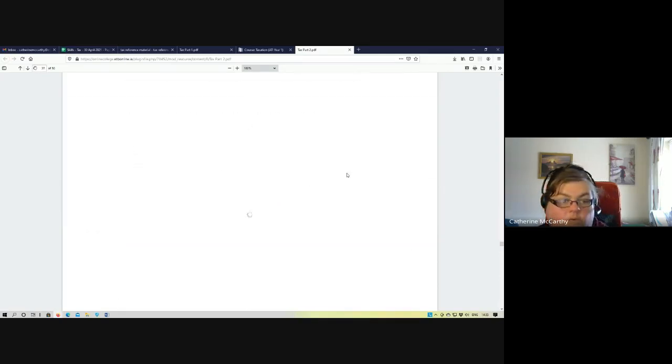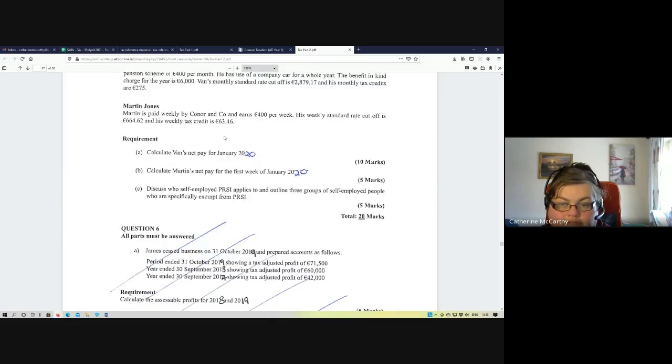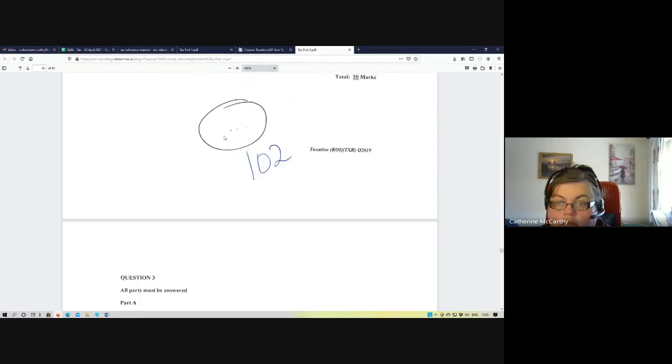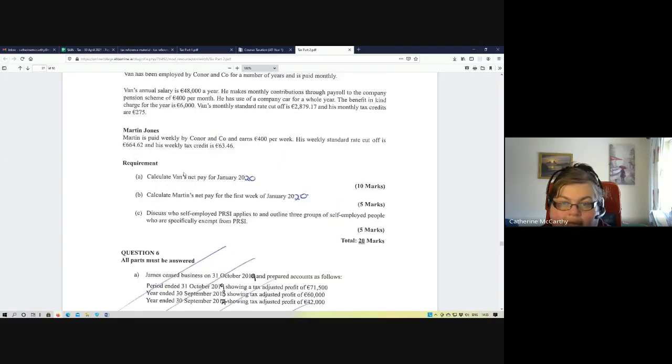So if you look always, when doing these questions, look at the requirement. So we have calculate Van's net pay for January of 2020. Calculate Martin's net pay for the first week of January 2020. And then the last part there, that's about self-employed PRSI and USC. We'll be looking at that next week about self-employed PRSI and USC. The same rules apply, but we'll look at that separately next week as well as the emergency tax.